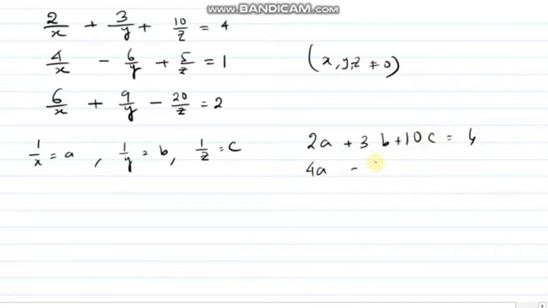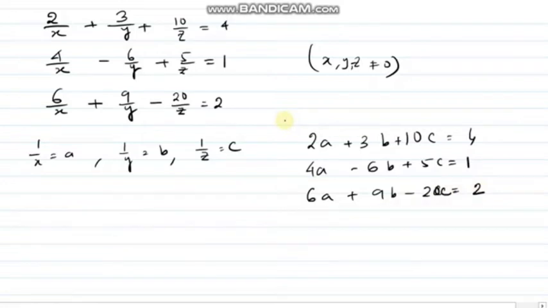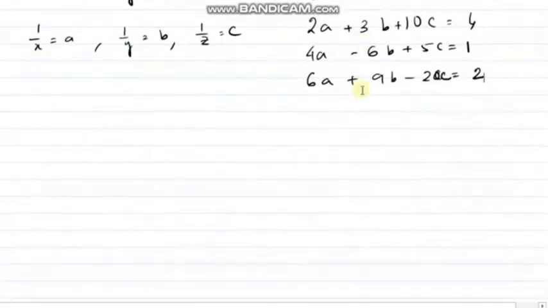Next one, 4a minus 6b plus 5c equals 1. And the next one is 6a plus 9b minus 20c equals 2. Now like the previous method, can you try and solve? Just try and solve to find out a, b, c. If there is any problem, please let me know in the comment box so that I will solve it for you.